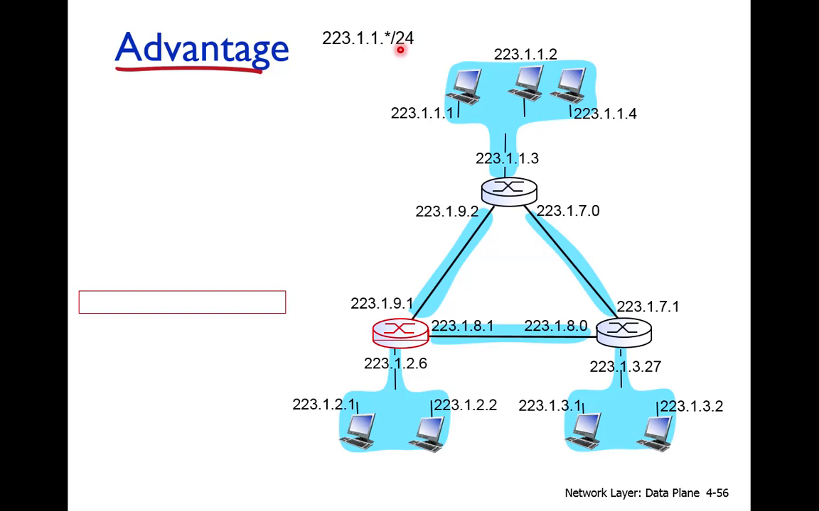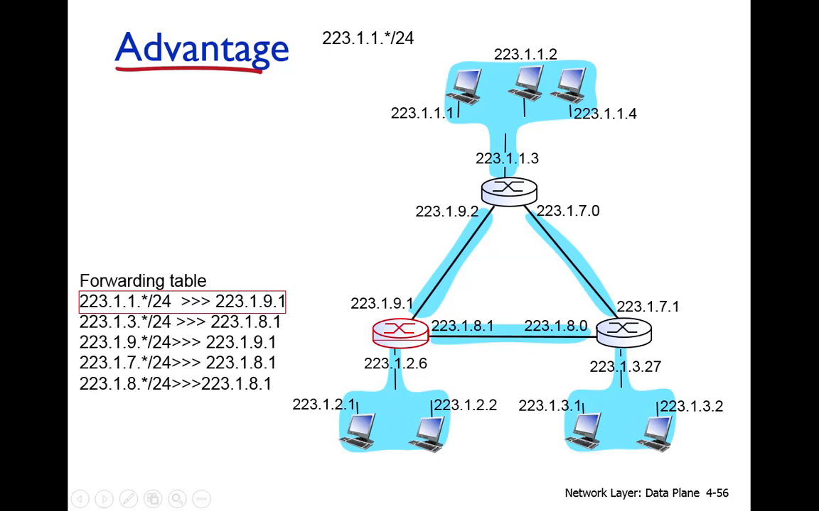223.1.1.*/24. This means the first 24 bits, the first 3 bytes, are the network part. They are common. So you know that there are 255 hosts. So in this router, we should have 255 IP entries. But we don't, because we know that the first 3 bytes are common. So what do we do? We store the common prefix.